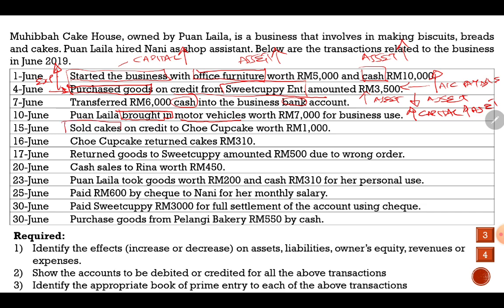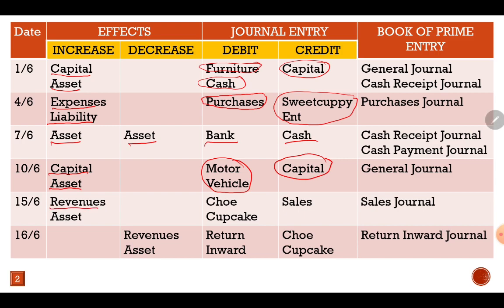Okay, next, on the 15th of June, sold cakes. This one is sales. Sales increase. Sales is revenue. Revenue increase, we will credit. Sold cakes on credit to Chloe Cupcake. Sales increase. Asset increase. Why asset? Because Chloe Cupcake is an account receivable. Chloe Cupcake berhutang dengan kita, dia belum bayar lagi. That means it is part of the current assets. So revenue increase, asset increase. Revenue just now is sales. Revenue increase, credit sales. Asset increase, debit Chloe Cupcake.